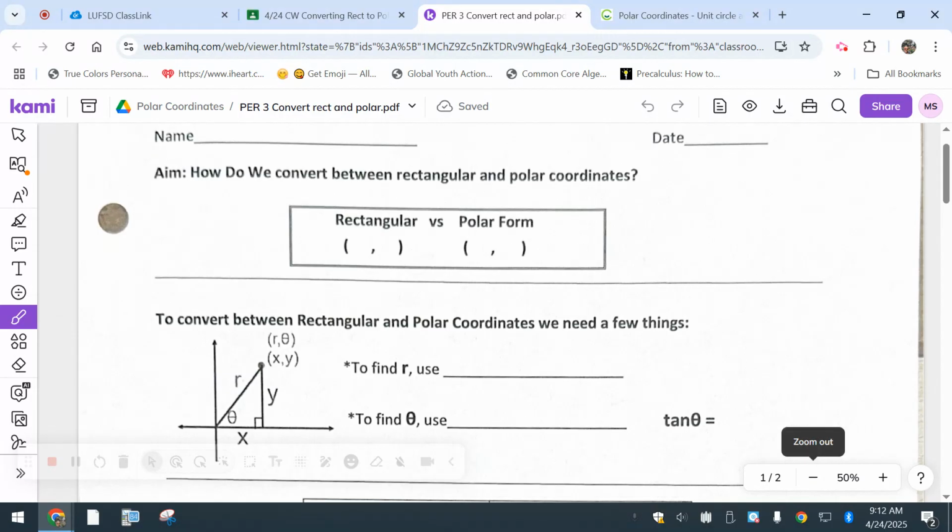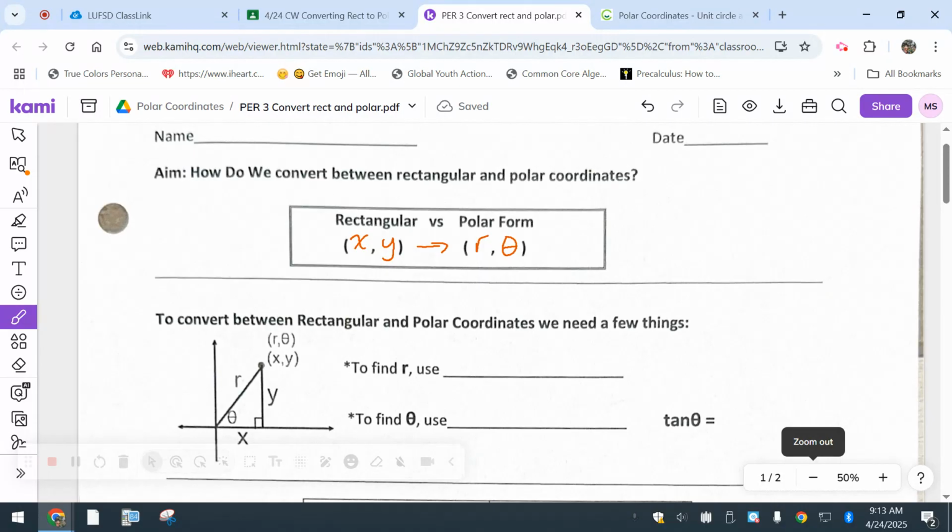Which, if you guys remember, rectangular means that it's x comma y, right? X comma y. Polar is now r comma theta. R comma theta. Could everyone see it on early lunch real fast? I'll be super quick. Yeah.